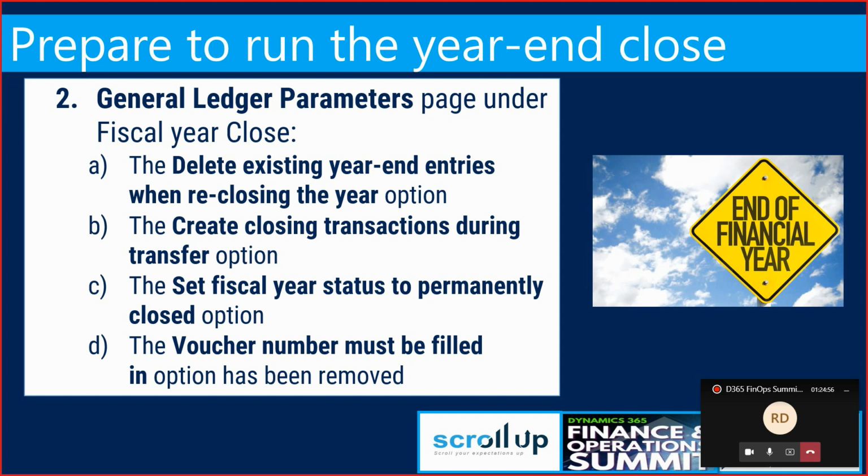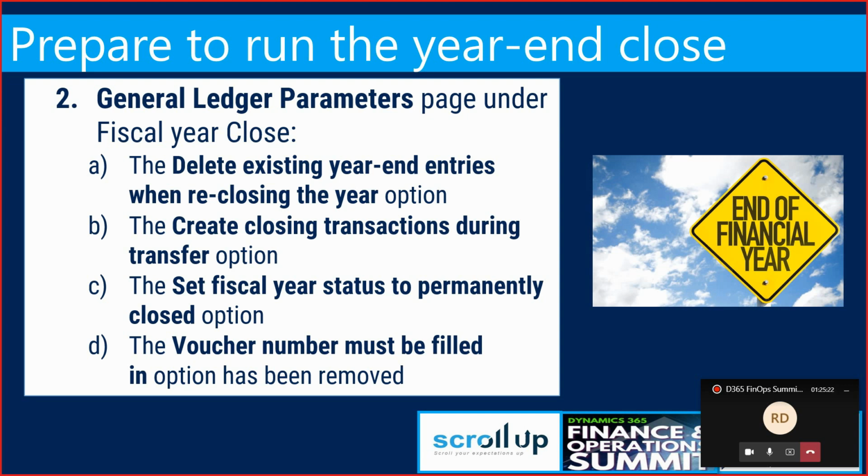Okay, the fourth validation that you need to do in the general ledger parameters before you prepare or before you run your year-end close is the voucher number must be filled in. Now it's not to be validated anymore. It was before, and the new enhancement after you apply the feature management and you apply the new features, the voucher number will be filled when you run the year-end close. So don't worry about this.